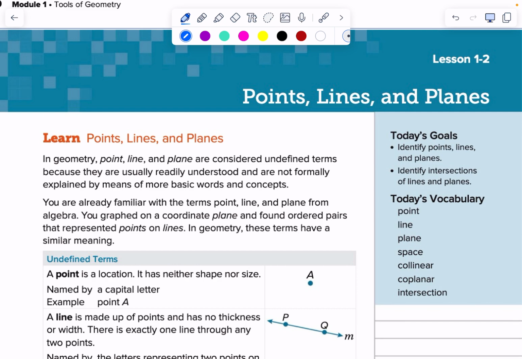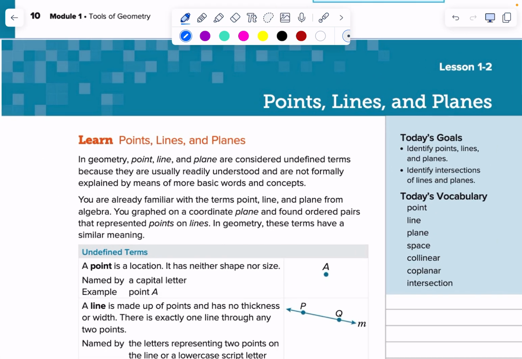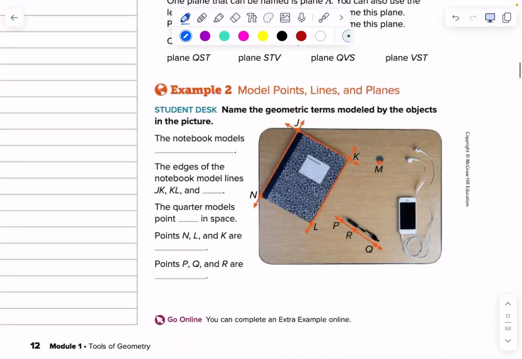We are in section 1-2, points, lines, planes. Most of this is not so bad. A couple things you're going to get confused about, so make sure you are listening.